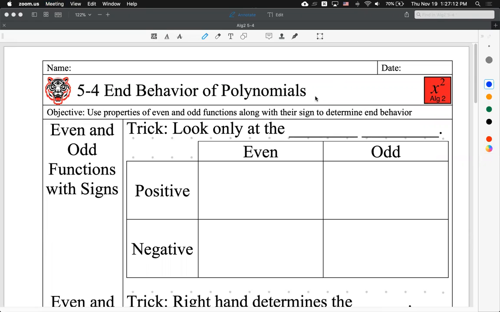Okay, let's go for this objective. Use properties of even and odd functions along with their sign to determine end behavior.